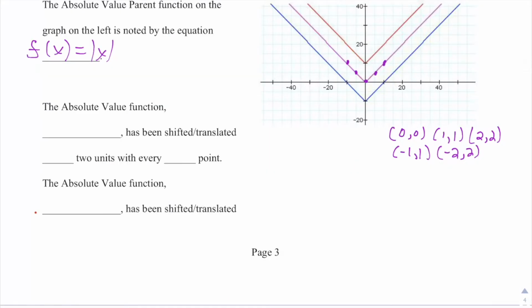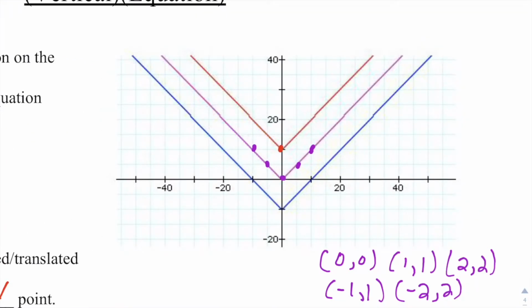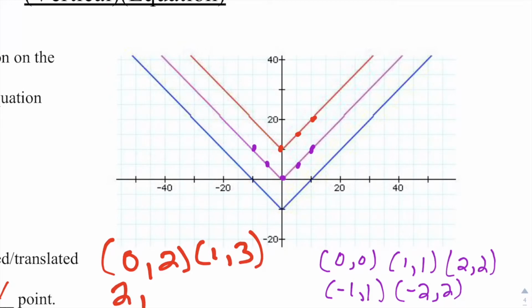The absolute value function f of x equals the absolute value of x plus 2 has been shifted or translated up 2 units with every key point. And if we look at these points, we have this point, which is 0, 2. We have this point, which is 1, 3. We have this point, which is 2, 4.